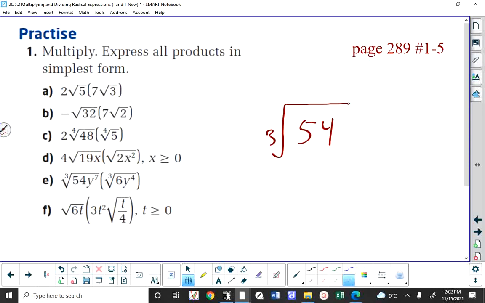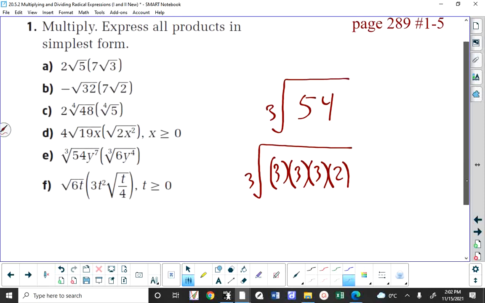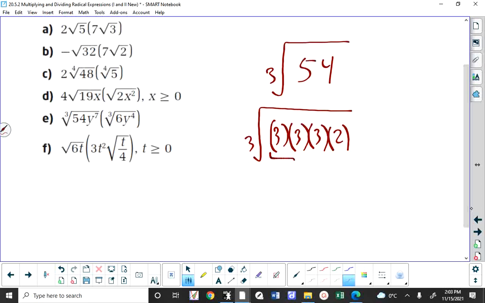or by writing the complete prime factorization of 54, which would be 54 is 9 times 6, 9 is 3 times 3, 6 is 3 times 2, which means since you have 3 3's here, they can come out because it's a cube root, and we can write 3 cube root 2.